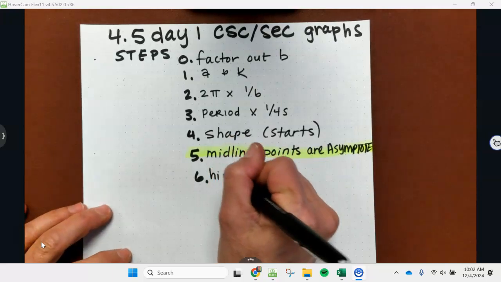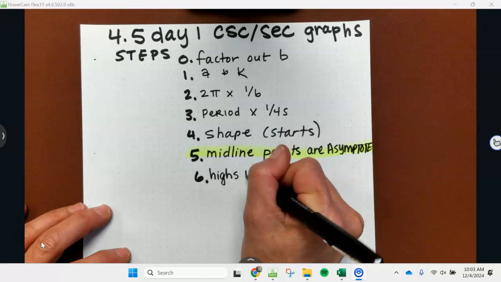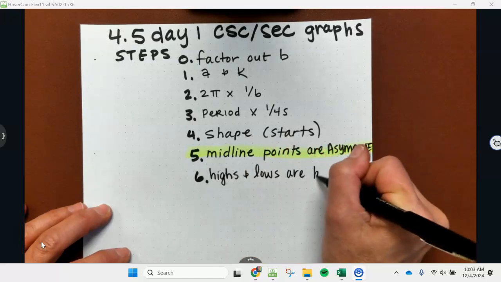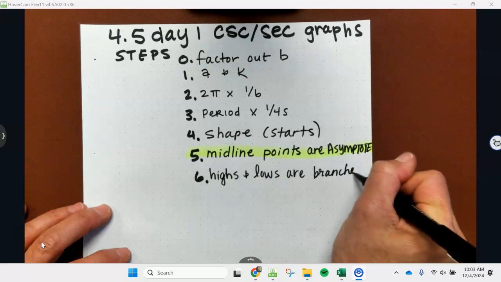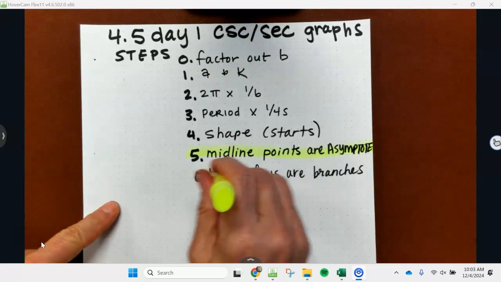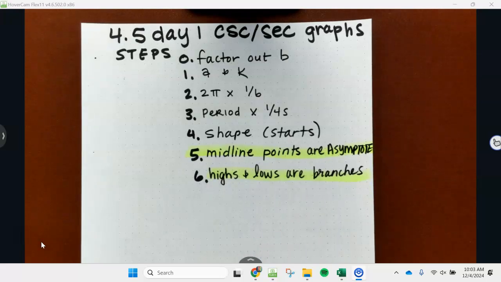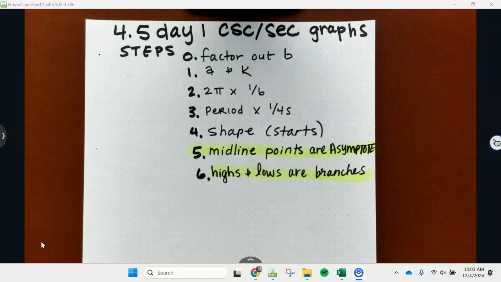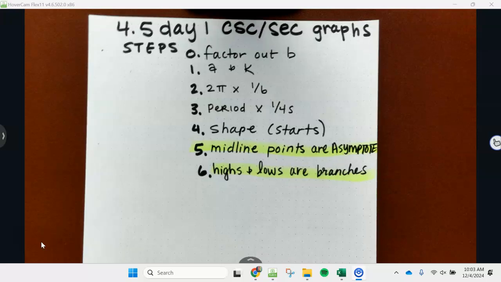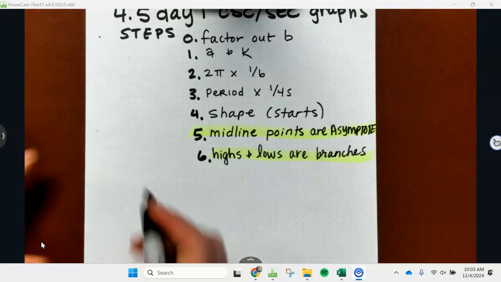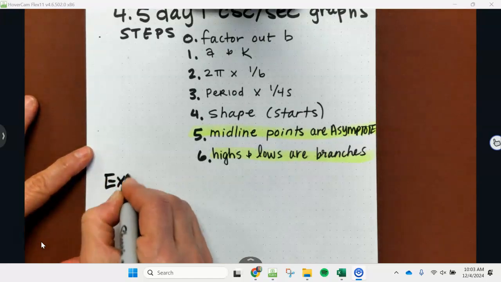Also, highs and lows are branches. It's not too bad as long as you're super comfortable knowing the shapes of sine and the shapes of cosine. If you know those shapes like I asked you to memorize, you are going to be smooth sailing today. Here we go. Let's get started. Let's do example 1.